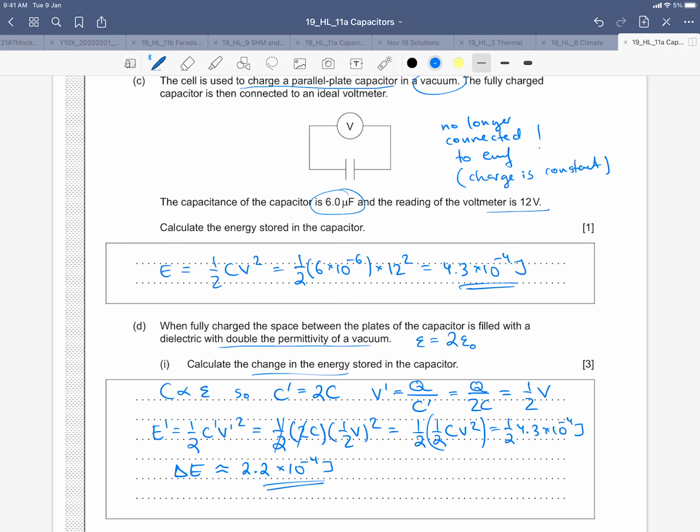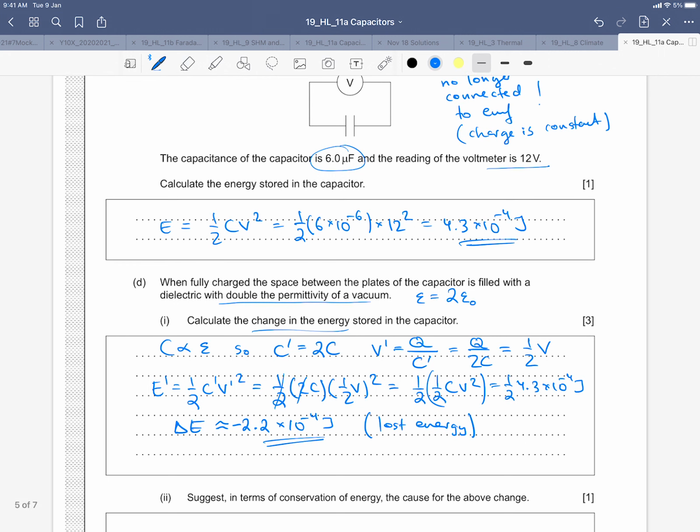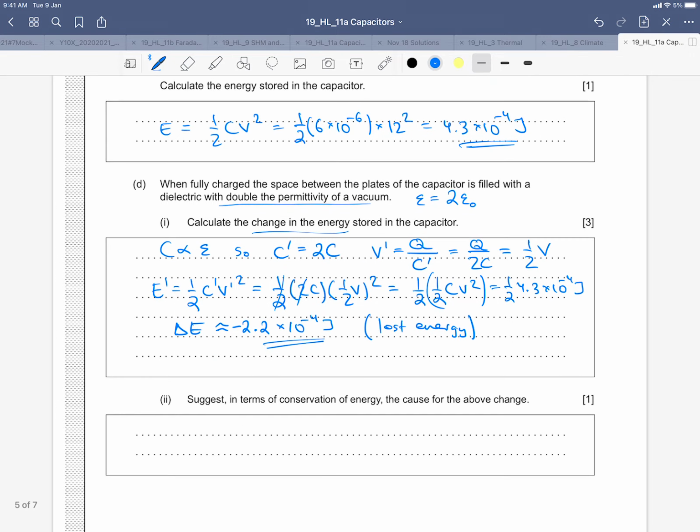And this is energy has been lost, right? So the change is kind of negative. Okay, lost energy. The capacitor lost energy by having this dielectric inserted between its 2 plates. Okay, and then we have to sort of suggest, what's the cause of that?